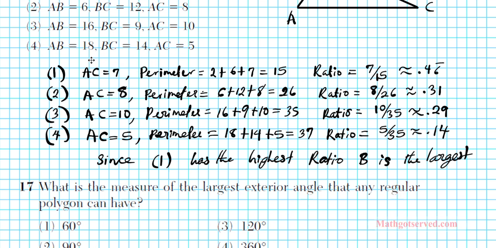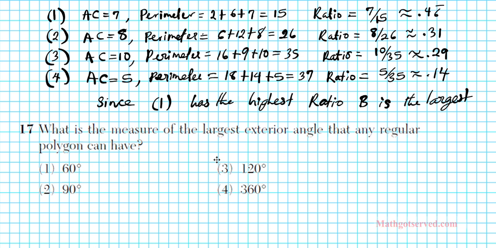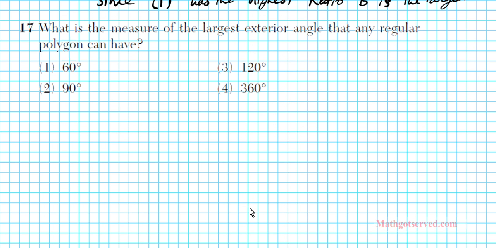All right, let's take a look at number 17. Number 17 says, what is the measure of the largest exterior angle that any regular polygon can have?